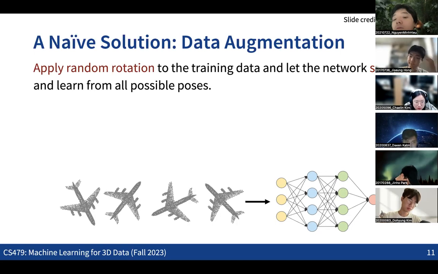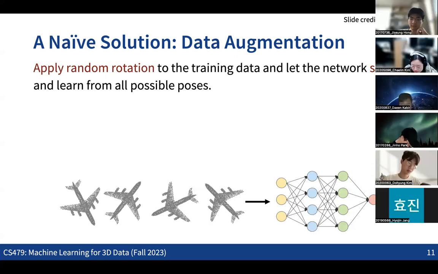But then what would be a limitation in this case? With simple data augmentation, if we teach the neural net by applying random rotations, then what would be some limitations in this case?